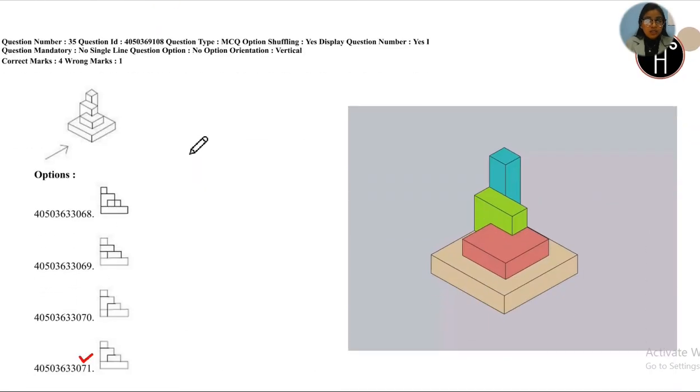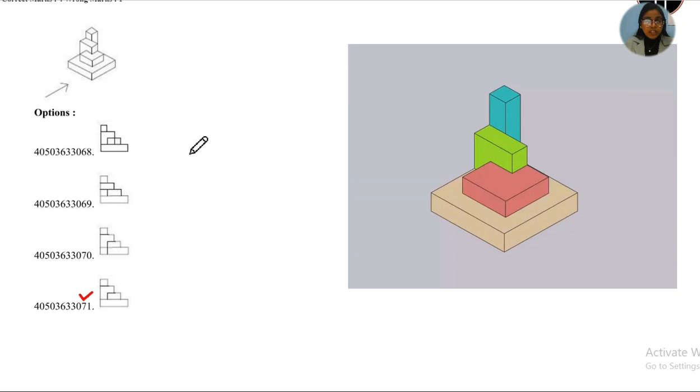Next question: you have to find the elevation of the 3D figure given to you by looking in the direction of the arrow. The 3D figure has been given to you and you have to find its elevation. Talking about its elevation, first of all you will see this part at the bottom, as you can see in option A. Also see this second part, it is at some distance from here, so you will see only this part in the elevation.